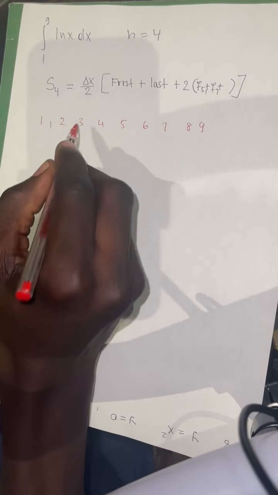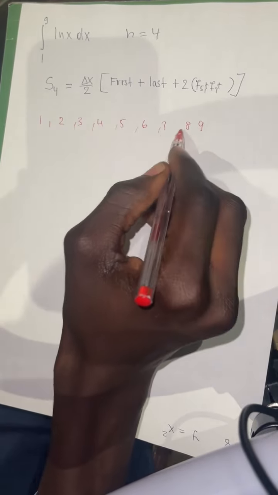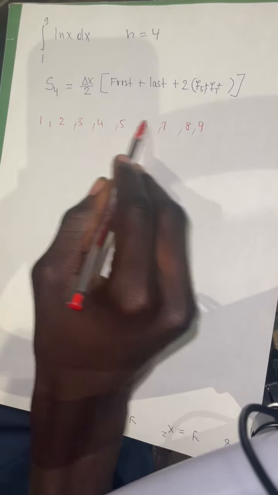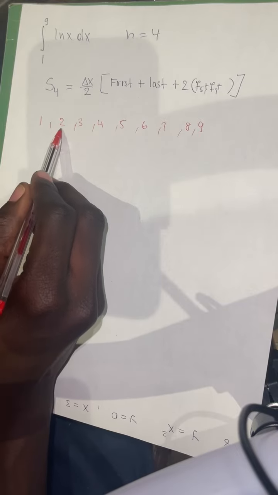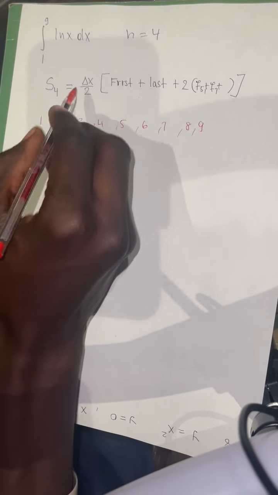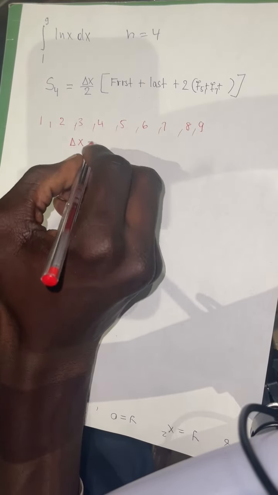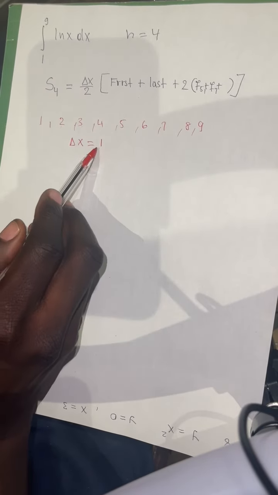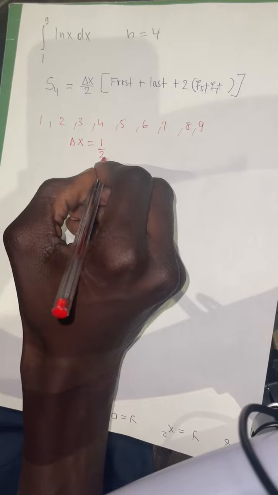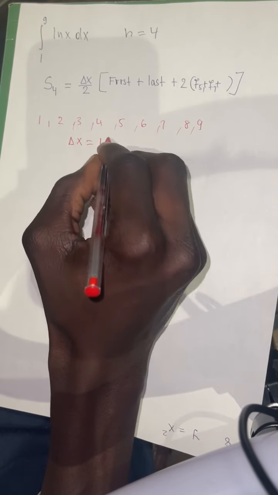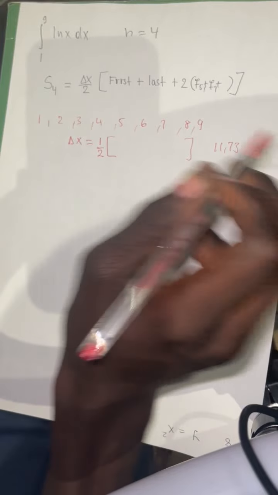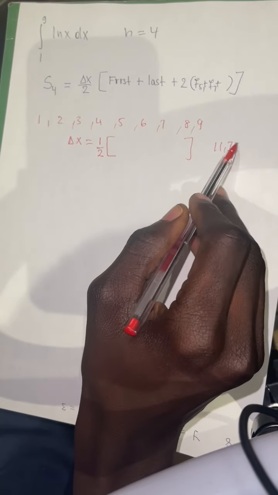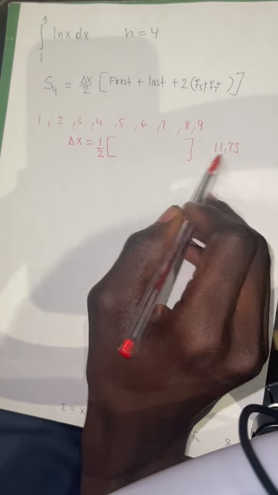If you check those numbers there, the interval between all of them is 1. So if we take 1 plus this one, we find 2. 1 plus this 2, we find 3. So this delta x is going to give us 1. So we're going to have 1 divided by 2. This is your homework, and then give me the same answer, 11.70 something like this. It might not be 73, it might be 71, approximately the same result.